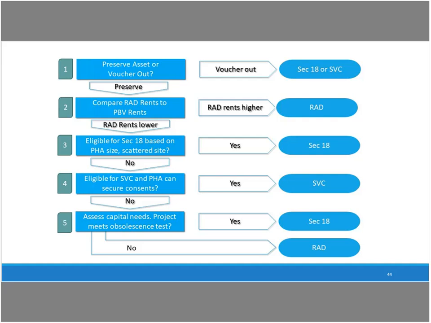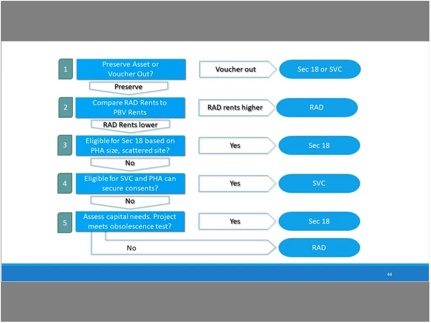There's a couple of questions to ask to determine if I'm eligible for Section 18. So based upon size of the housing authority, based upon whether my units are scattered, whether I'm obsolete, whether it's inefficient and ineffective. So if I'm eligible for Section 18, I can prove that, I can justify that based upon all the criteria, then I go Section 18. If not, then I still have a couple of options. So I can consider streamlined voluntary conversion.